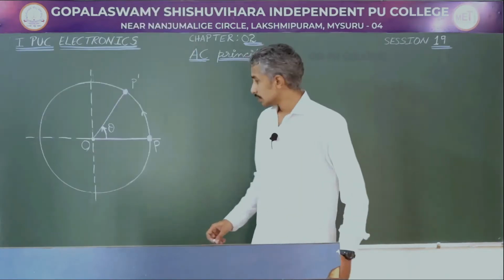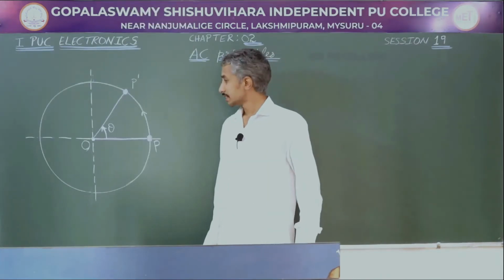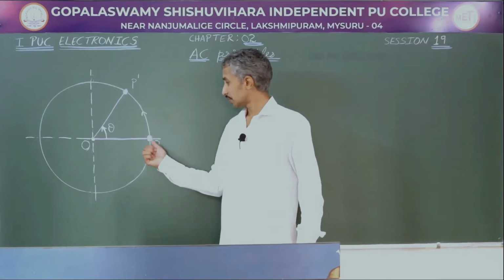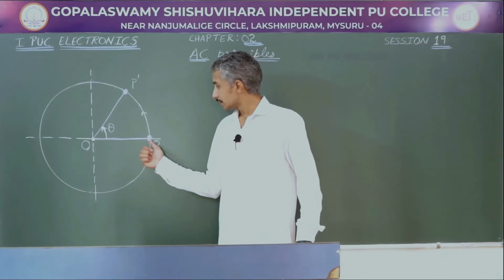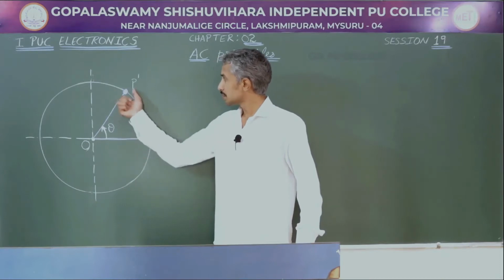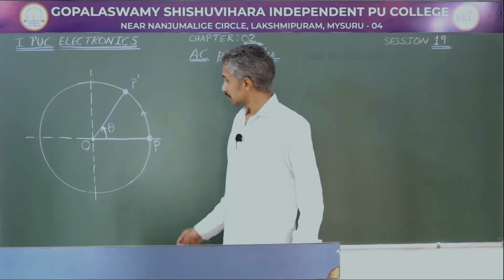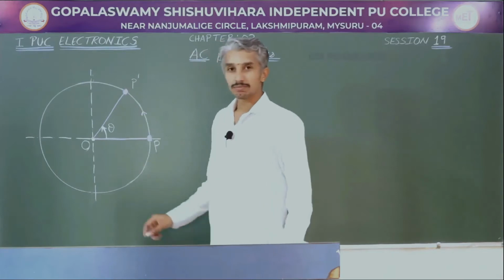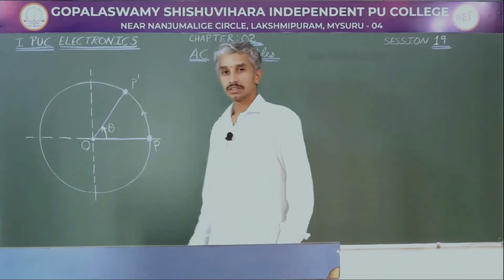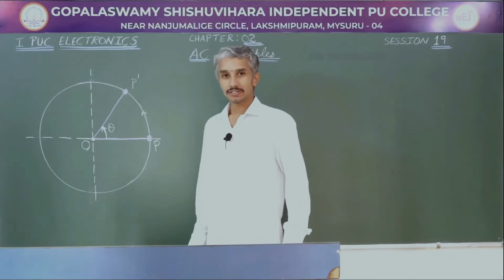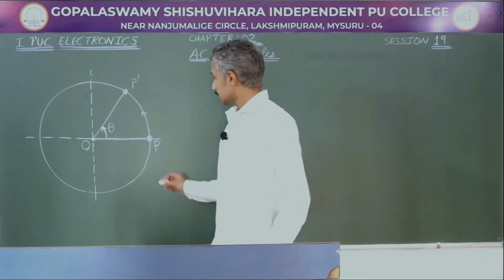So, let me begin. The picture I have drawn here is representing circular motion of an object. Initially, it was at a position P and it has moved to a position P dash. So, the angle covered by the object is theta. These things we have learnt in our mathematics in high school.